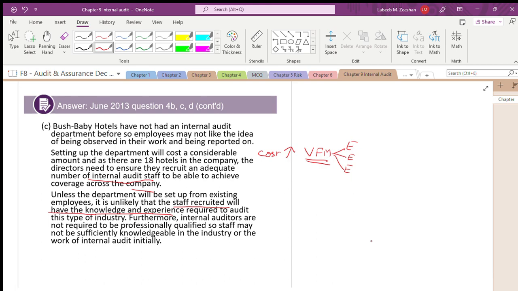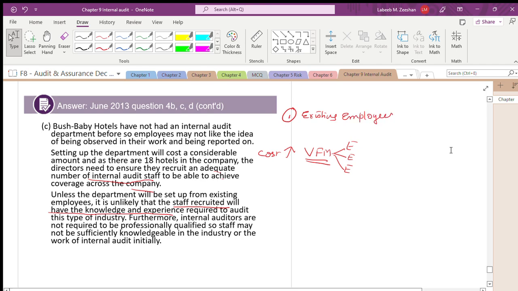Now what are the limitations? The limitation is that existing employees will resist. You can write this much only. You don't need to write big sentences. You can summarize like that: existing employees resist having an internal audit department. They will give you marks for this.